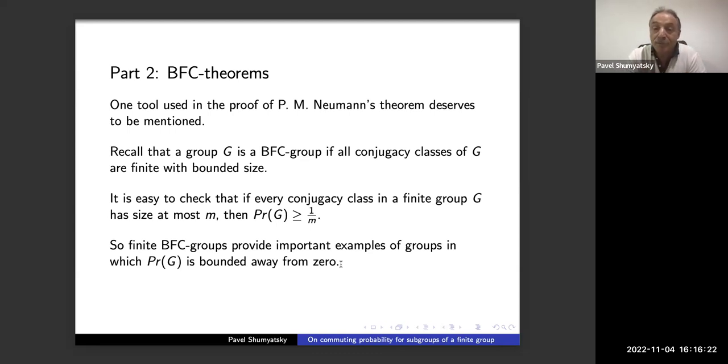And actually, Peter Neumann's theorem, its proof shows that these examples are not just particular examples, but actually they have a rather generic nature.